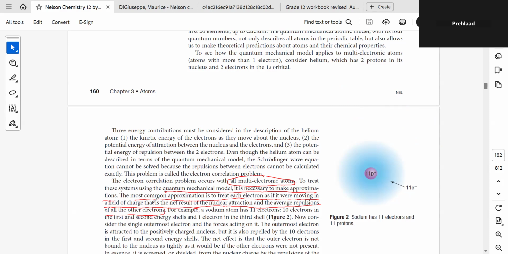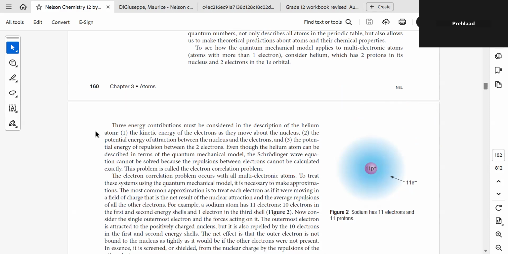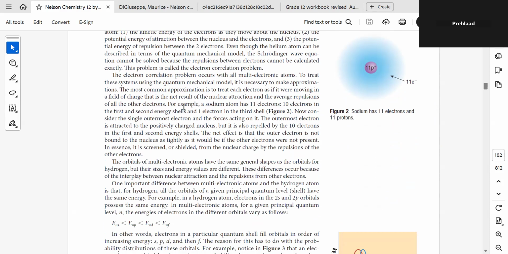The meaning of that is, it's a cloud, but let us understand this. For example, a sodium atom has 11 electrons: 10 electrons in the first and second energy levels, and 1 electron in the third. Now consider the single outermost electron and the force acting on it. The outermost electron is attracted to the positively charged nucleus, but is also repelled by the 10 electrons in the first and the second energy levels.